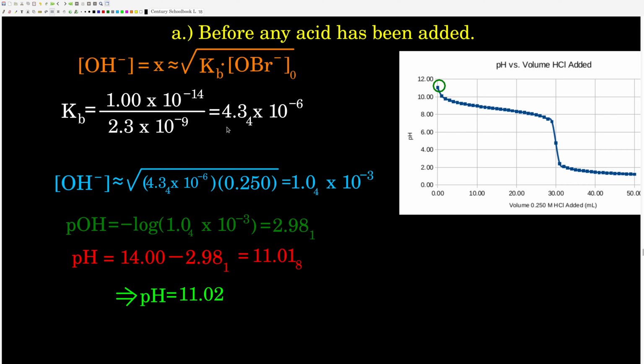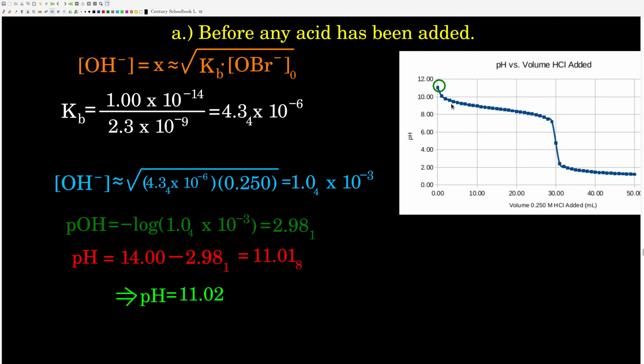So we have a Kb. The concentration we start with, we were told, was 0.250 molar. So all we do is plug into this formula, guys, and we have the concentration of hydroxide initially, which means the pOH is negative log base 10 of that, 2.98, and pH is 14 minus that, or about 11.02, right there.